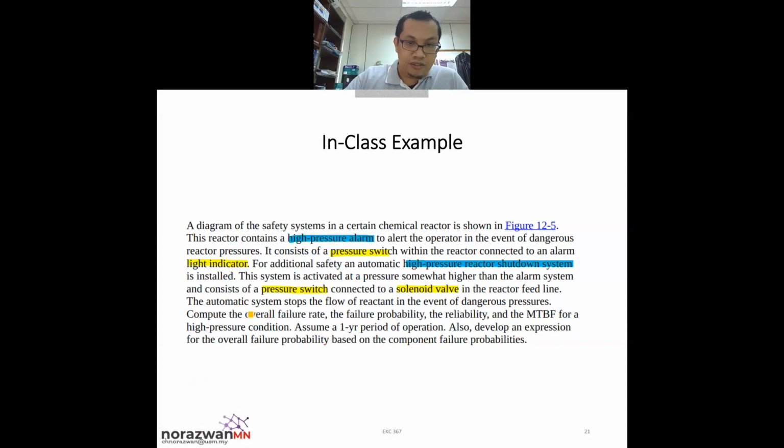compute the overall failure rate, mu, failure probability P, reliability R, and also MTBF for a high pressure condition. Assume a 1-year period of operation. Also develop an expression for overall failure probability based on the component failure probabilities. Okay, just answer this question first. What is your failure rate, failure probability, reliability, and also MTBF? Okay, can you calculate?